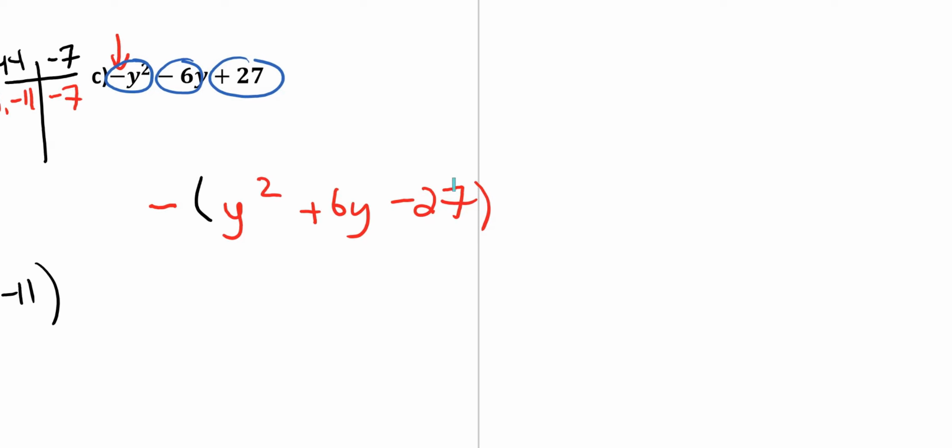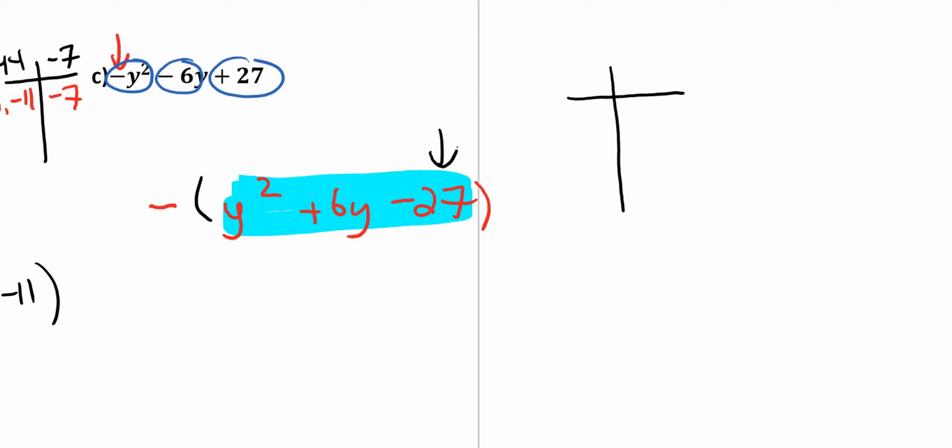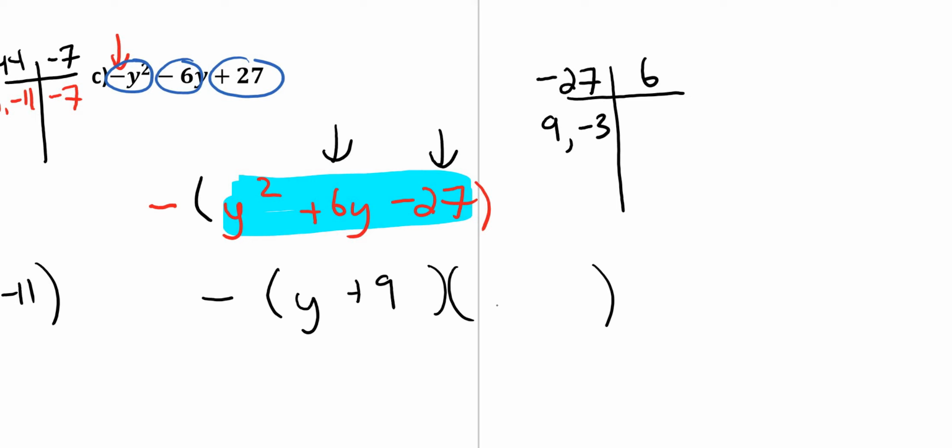Then look at the inside trinomial, and let's find two numbers that multiply to -27, so I need -27 there and a +6 for my middle number. The numbers that I'm thinking are 9 and -3. So 9 times -3 gives me -27, and 9 minus 3 gives me 6. So my final answer would be y plus 9 and y minus 3. That's my final answer there.